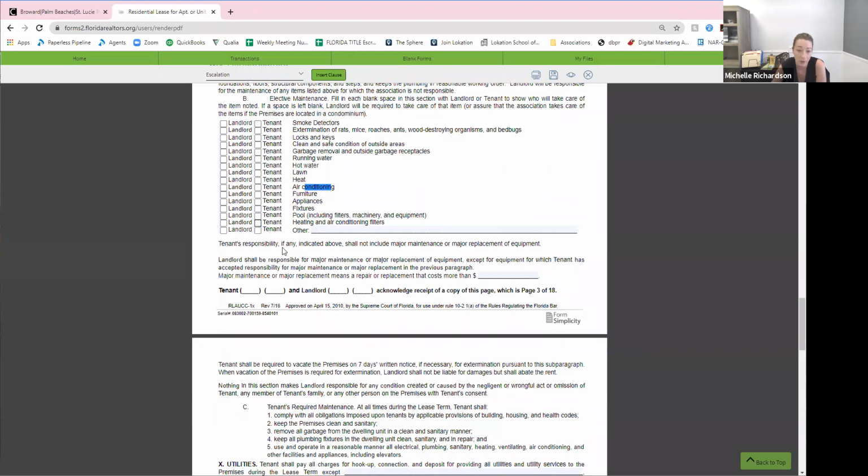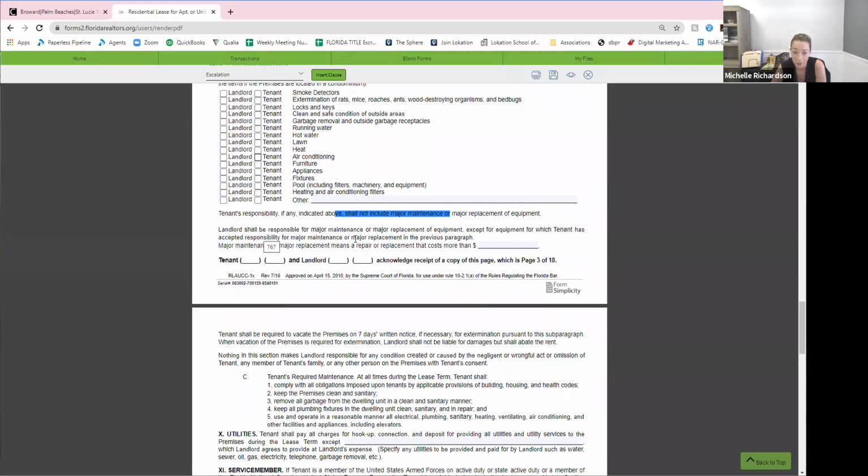Down here, it says tenant's responsibility, if any indicated above, shall not include major maintenance or major replacement of equipment. So basically stating that air conditioning is the landlord. Even if it was the tenant that you put here, it's stating here that major repairs is the responsibility of the landlord.